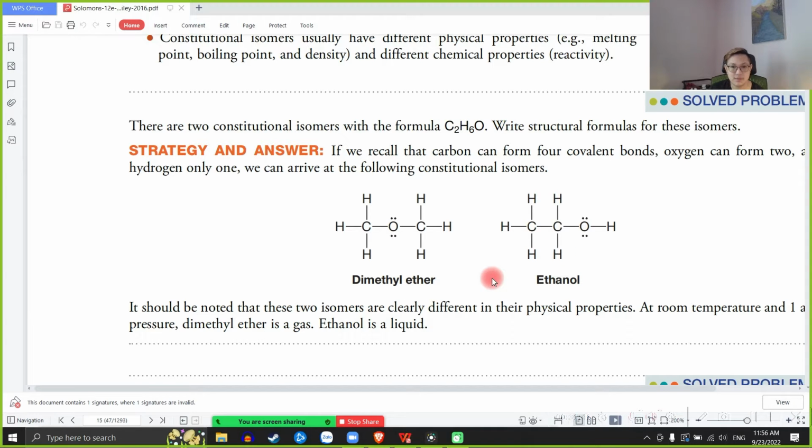So it means dimethyl ether is normally gaseous. It can become a gas very easily compared to ethanol. What's your question? I mean the limit for forming hydrogen bonds.